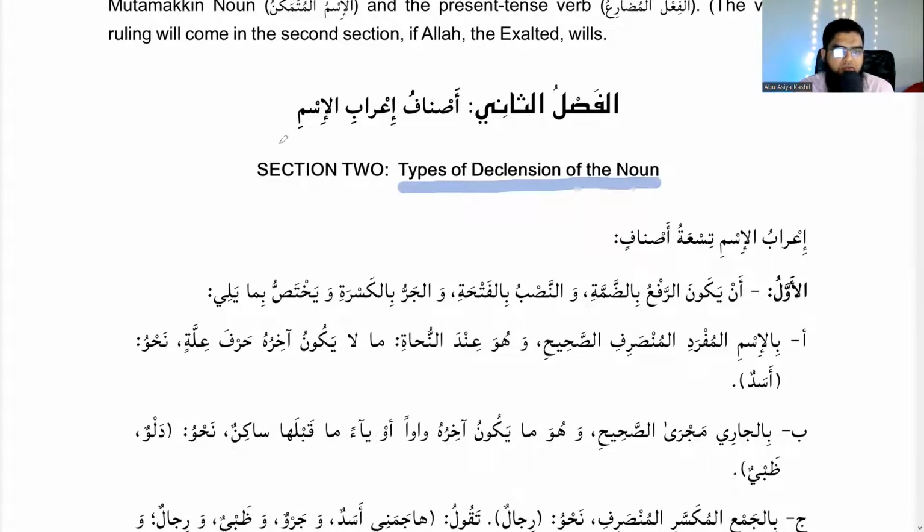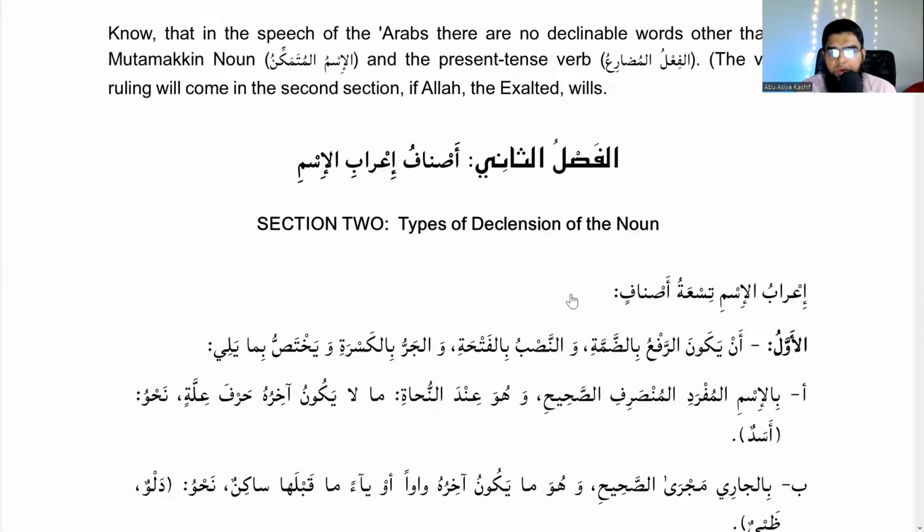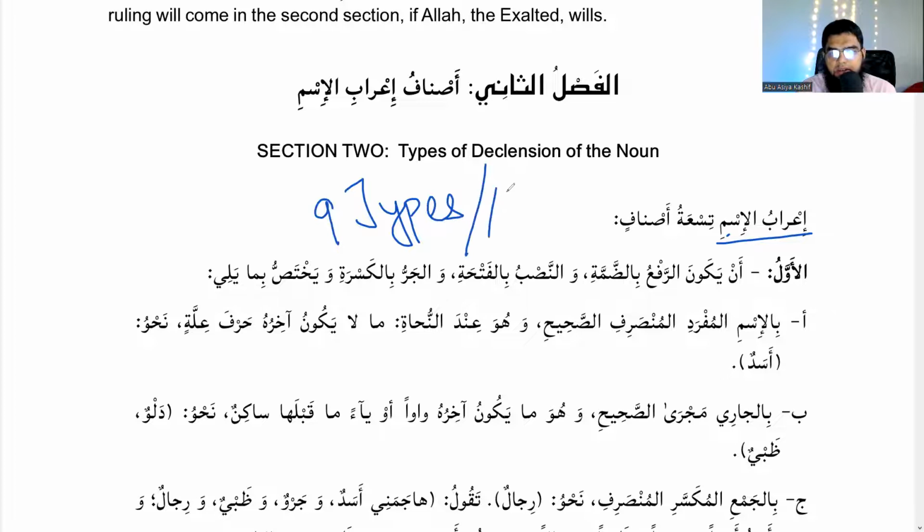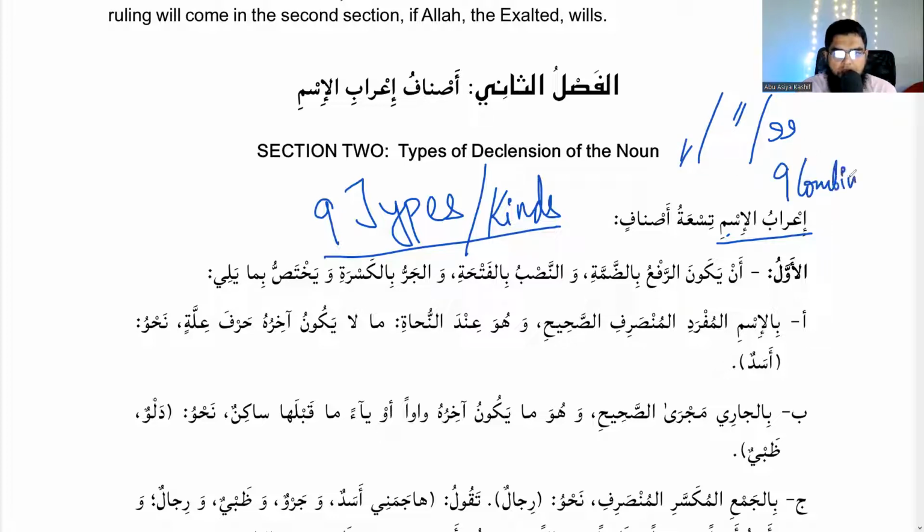Types of declension, asnaf. I'rab al-ismi tis'atu asnaf. He says the i'rab of a noun is of nine kinds. That means it's not just dhamma, sa'idun, sa'idan, sa'idin. No, there are nine combinations. What are those combinations? We'll look into this now.